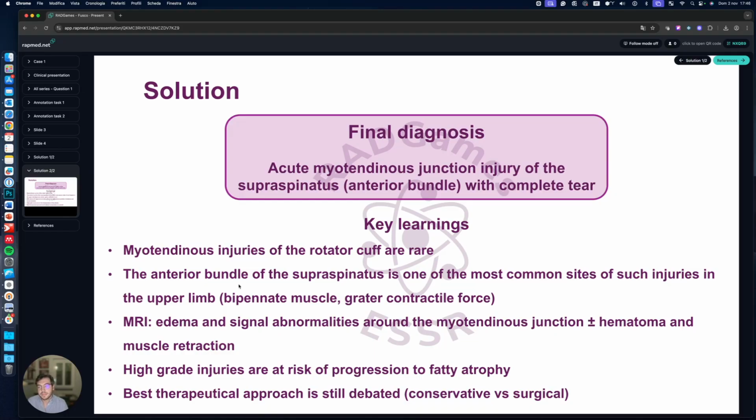The risk of these injuries, particularly of high-grade injuries, is progression to fatty atrophy of the muscle, and in these cases surgeons tend to do an early arthroscopic repair, but it's not clear if this can really prevent the progression to fatty atrophy.